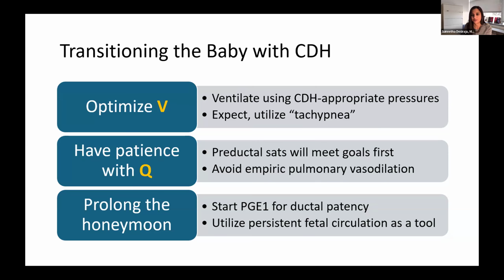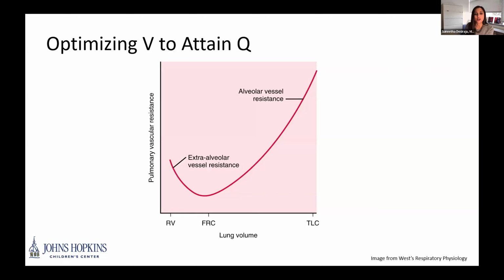Let's go back to VQ matching. Now, V is in our hands. We can choose how we ventilate the baby, and the goal is to attain Q. And this graph that I have here, a classic physiology principle, has lung volume on the x-axis and pulmonary vascular resistance on the y. Now, what we see is that lung volume ranges from residual volume or atelectasis all the way up to total lung capacity or hyperinflation. Pulmonary vascular resistance on the y-axis is the inverse of pulmonary blood flow, the inverse of Q.